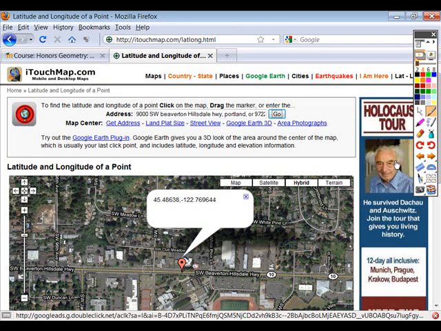Okay, so be as specific as possible. You can use 5 decimal places on this. Okay, 45.48638.